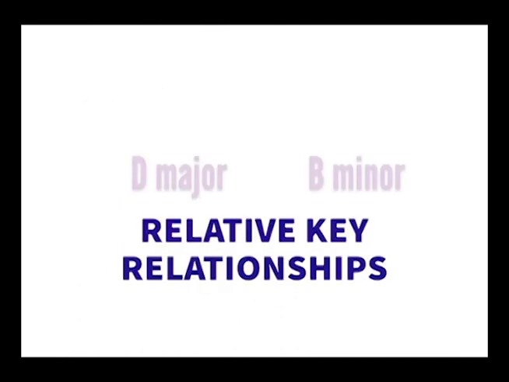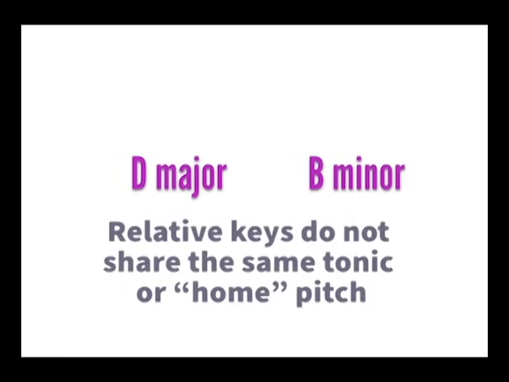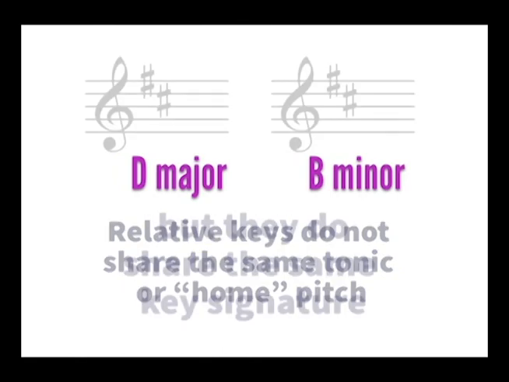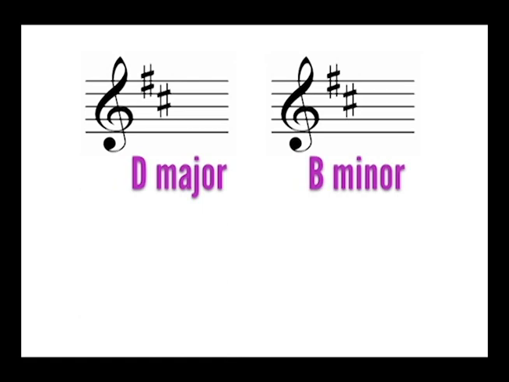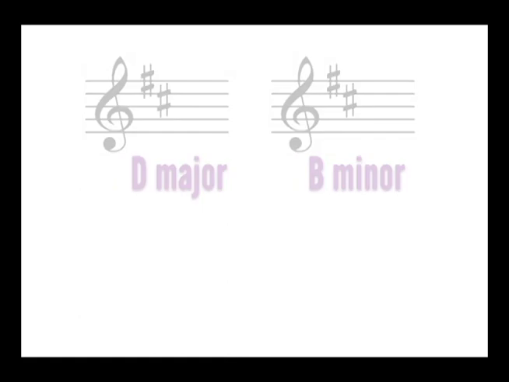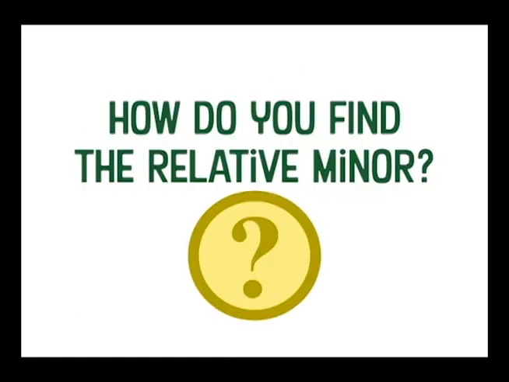A more important relationship, however, is the relative relationship. Relative keys do not share the same starting note, but they do share the same key signature. Knowing how to find the relative relationship is essential for being able to identify minor keys from their key signatures.